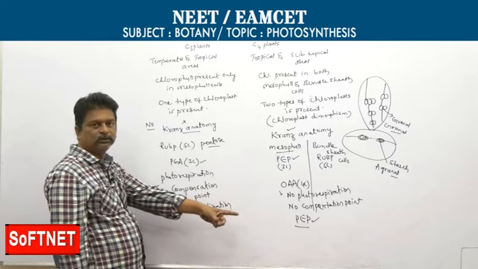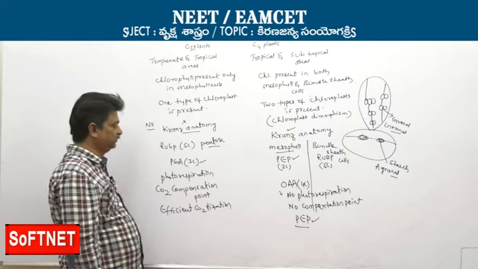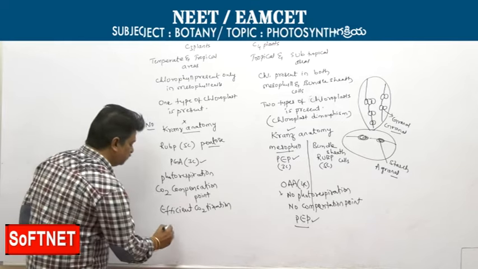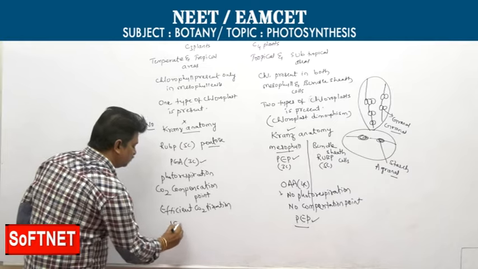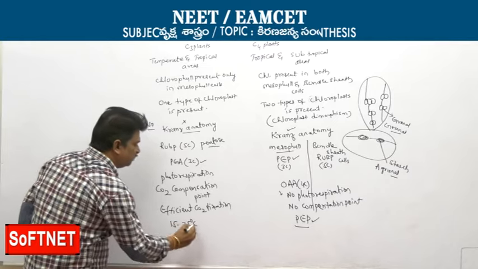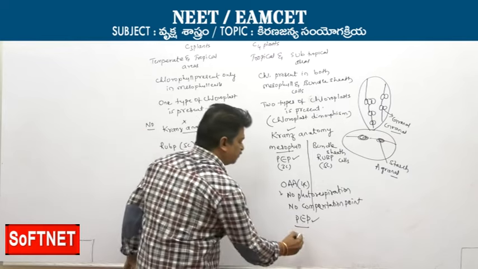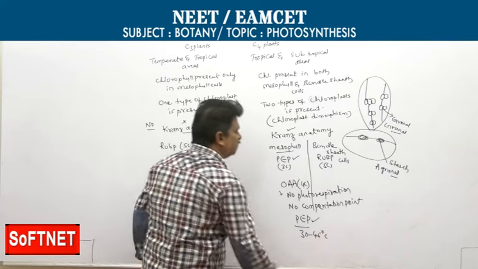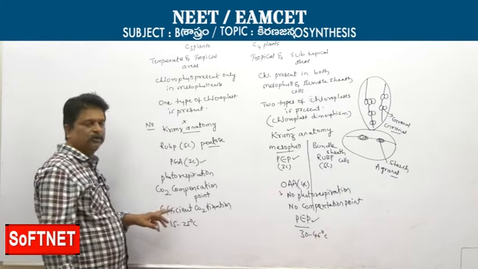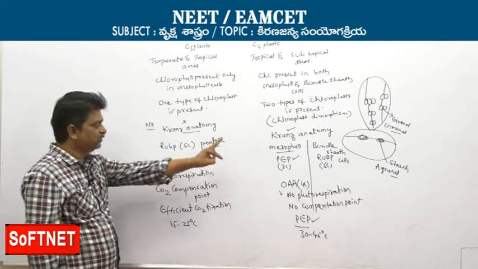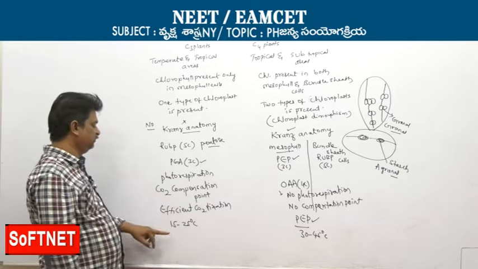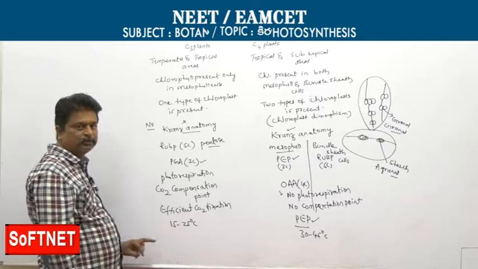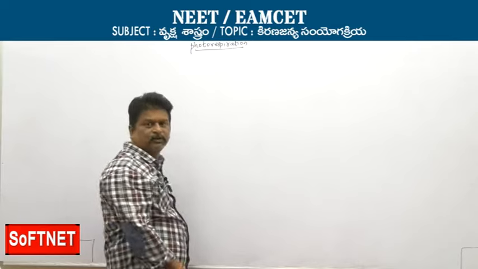Then next one, optimum temperature in C3 plants is 15 to 25 degrees. Optimum temperature for C4 plants is 30 to 45 degrees. 30 to 45 degrees optimum temperature for C4 plants, 15 to 25 in C3 plants.